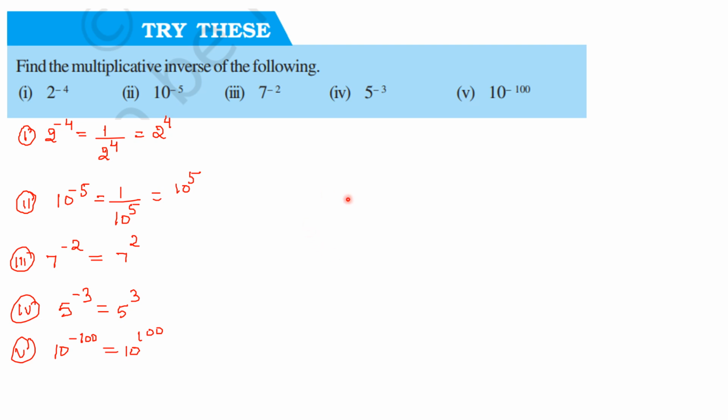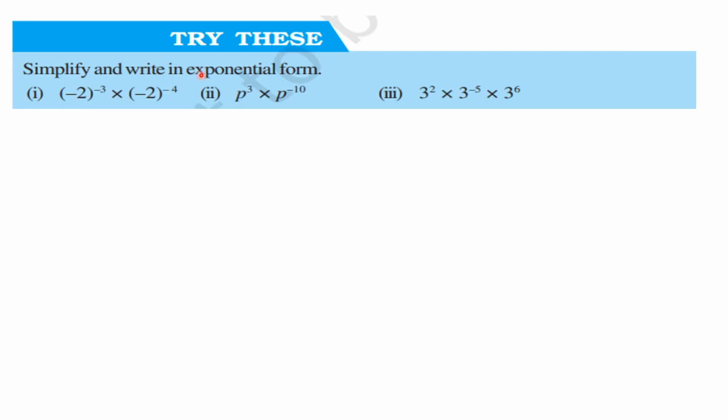Now let's move to the other question. Now I'm going to try these questions. So the question says simplify and write in exponential form. So in the first question, if you see, base is same, isn't it? Base is -2 and it is multiplied. So we are going to use the product law. So the product law tells that if base is same and power is different, you have to keep the base same and add the powers. So I'm going to add -3 plus -4, and if I add it, I will get -2 whole -7. And you have to mention the law also.